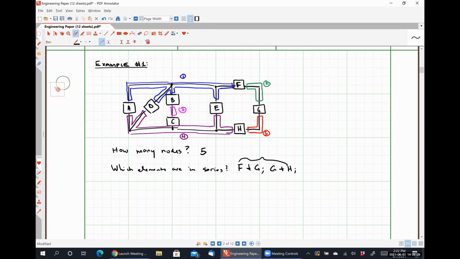Any other elements in series? B and C. Yep, B and C. All right, so that's all of the elements that are in series.